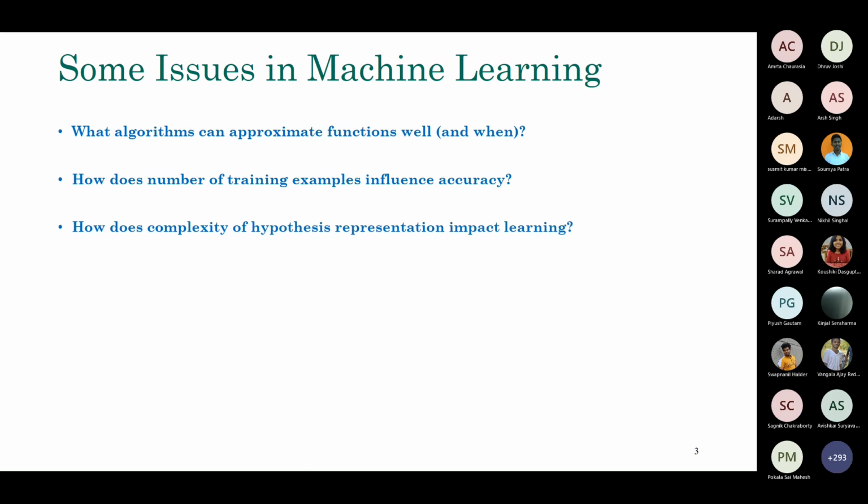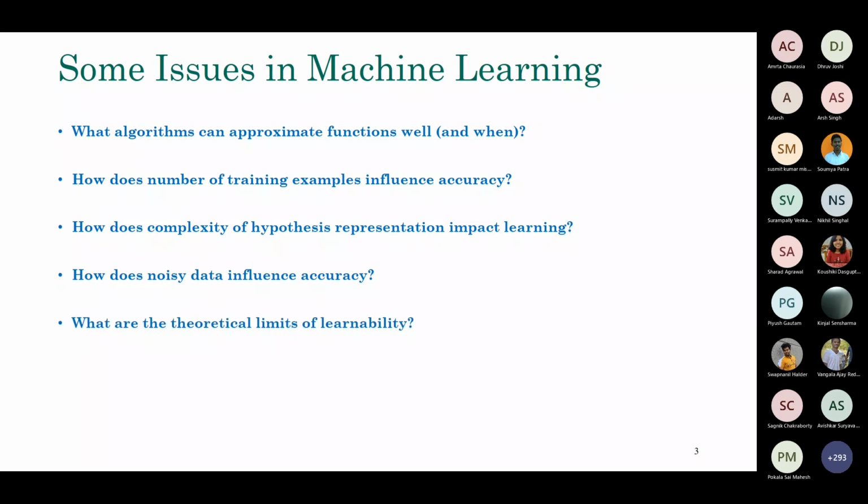Then the hypothesis complexity. Essentially we are searching a hypothesis space, from which we are searching for a particular hypothesis which will suit our requirement. So what the complexity of the hypothesis would be, and how that is going to impact the final learning. Now noise is another very common thing in real data. So the question is, how does noisy data influence the accuracy? This is another important consideration.